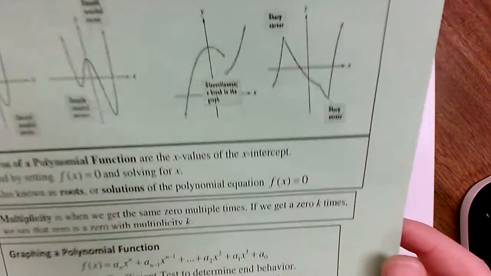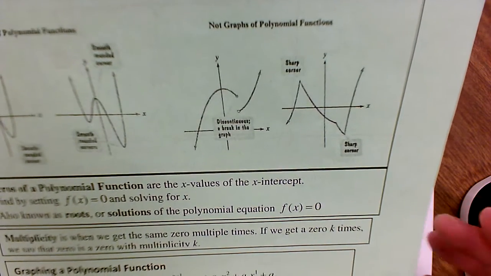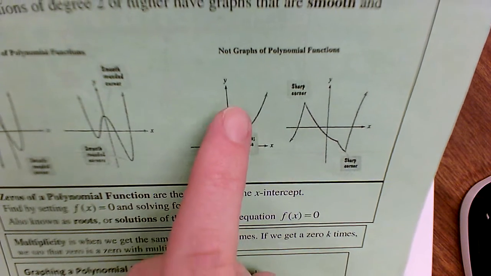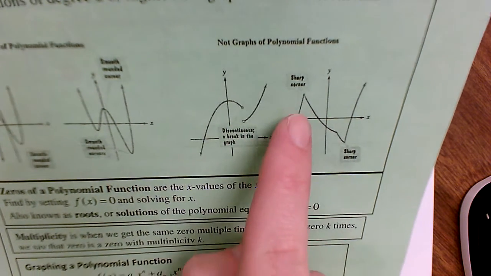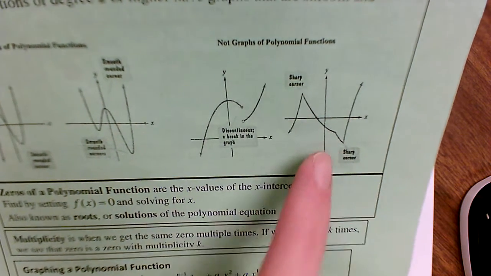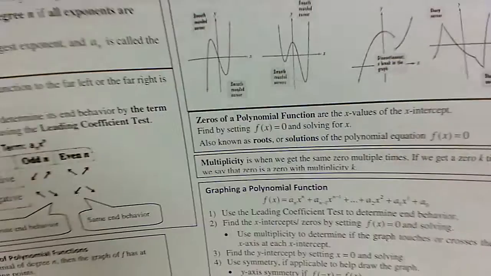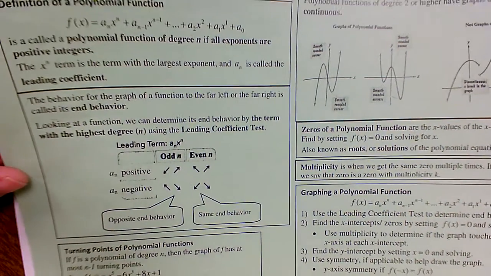They're not sharp. Over here, these are examples of not polynomial functions, and it's because right here, there's a disconnect in our graph, so it's not continuous. And this one, it's got these sharp corners, so that's not smooth. So, to be a polynomial function, it's got to be smooth and continuous on its graph.